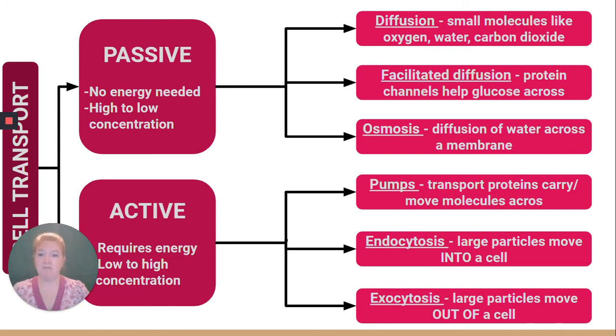So active transport, again, requires energy. It moves things from low to high concentration. And that's why it requires energy. And three main types: pumps, proteins in the membrane, carrying molecules across; endocytosis, bringing big things in; exocytosis, pushing things out of the cell.